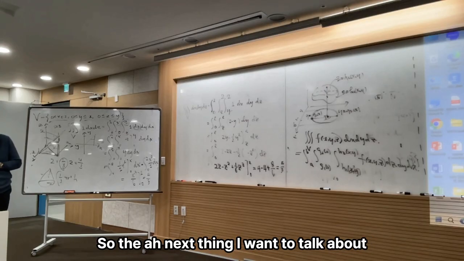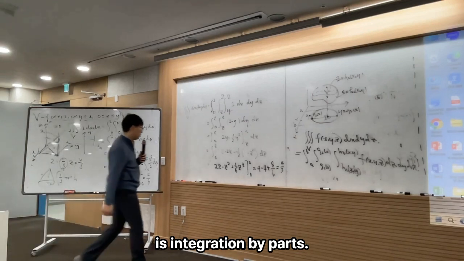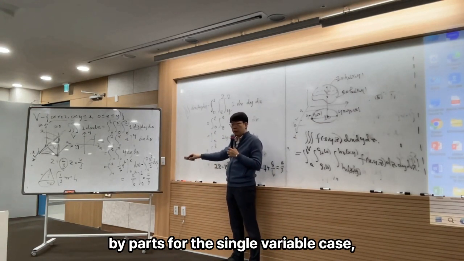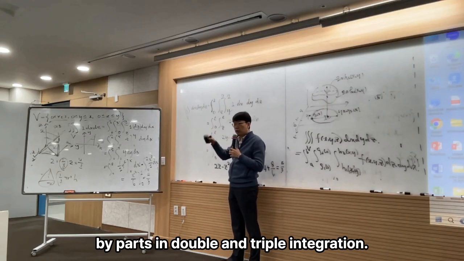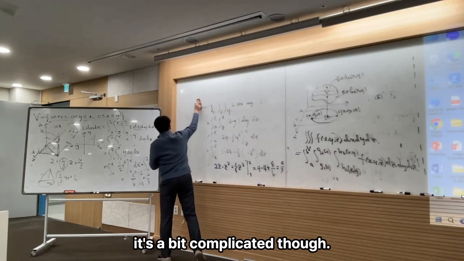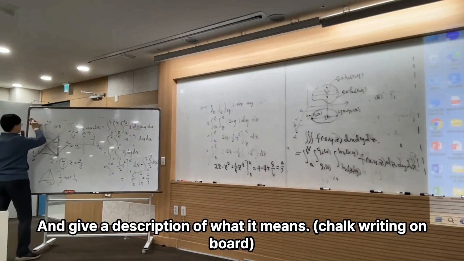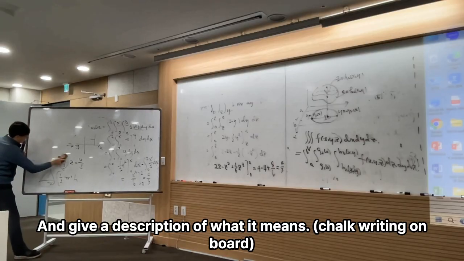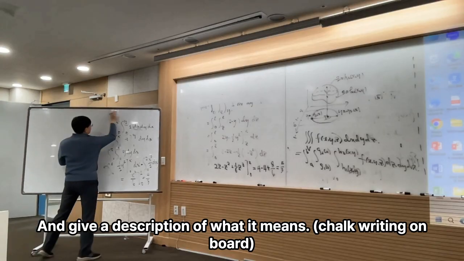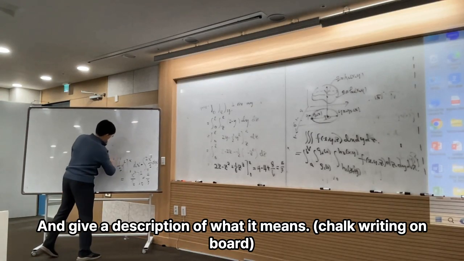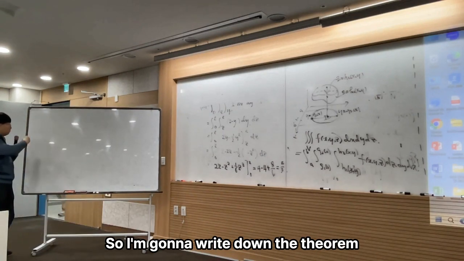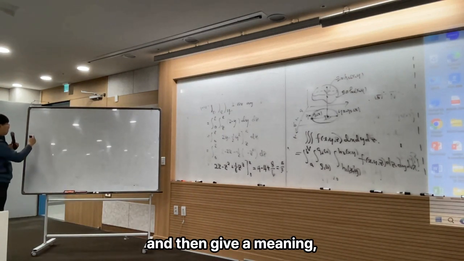So the next thing I want to talk about is integration by substitution. We talked about integration by parts. I gave you the formula of integration by substitution for the single variable case. So there is a version in double and triple integration. The meanings are the same, but it's a bit complicated. So let me write down the theorem and then explain the meaning.